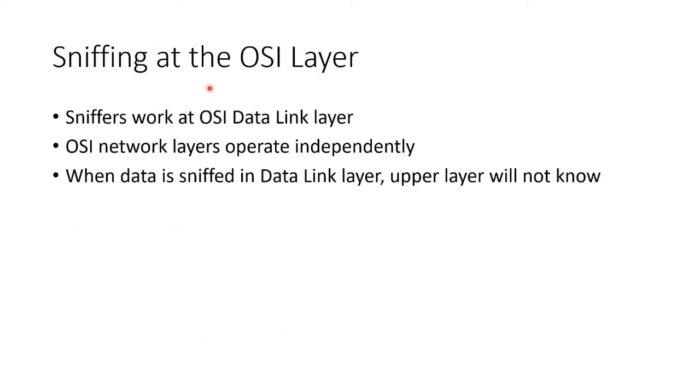Sniffing works down at layer 2 of the OSI model, the data link layer. It works at the frame layer, like at Ethernet or at the Wi-Fi layer. Well, Ethernet's not a layer, Wi-Fi's not a layer, but down at layer 2 there. So we know that the OSI network layers operate independently, but we sniff at the data link layer. And as we're sniffing, the upper layers don't realize that we're sniffing, actually.